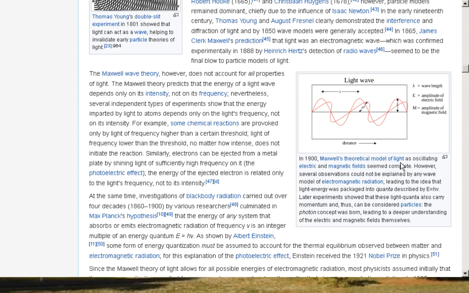1900, Maxwell's model of light as oscillating electric and magnetic fields seemed complete. However, several observations could not be explained by any wave model of electromagnetic radiation, leading to the idea that light energy was packaged into quanta, described by E equals hν. In other words, if we create an energy, it's whatever this hν is, that's your photon energy. Later experiments showed that these light quanta also carry momentum, and thus can be considered particles. The photon concept was born, leading to a deeper understanding of electric and magnetic fields.